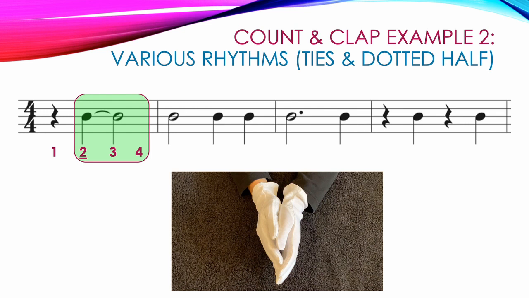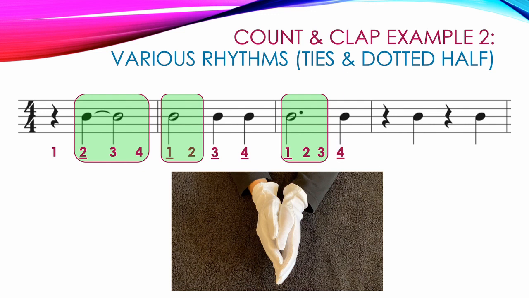The next measure starts with a half note worth 2 counts, 1, 2, followed by 2 quarter notes, each getting their own clap, 3, 4. The third measure has a dotted half note worth 3 counts, so we clap on 1, keep our hands together for 2 and 3. 1, 2, 3, and a clap on count 4 for the quarter note.